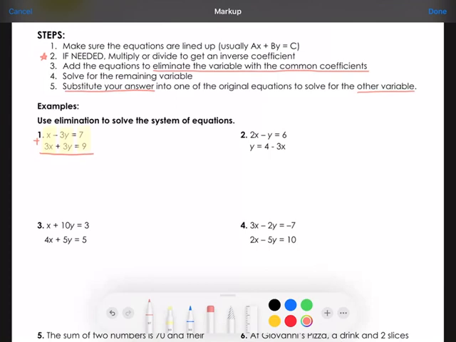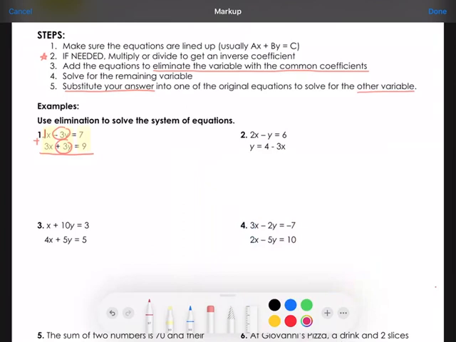Also, we want to check and see if when we add these equations together, one of the variables will be eliminated. And this one is already ready to go because we have a negative 3y here, and we have a positive 3y. So when we add these like terms together, these are actually going to cancel each other out. So I'm going to go ahead and start solving this one, or eliminating this variable.